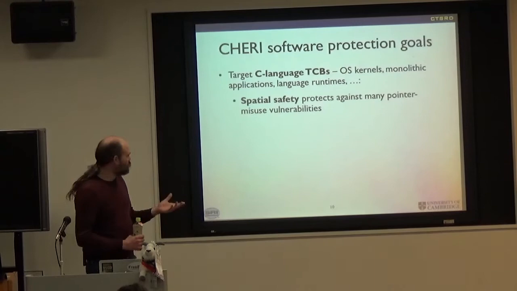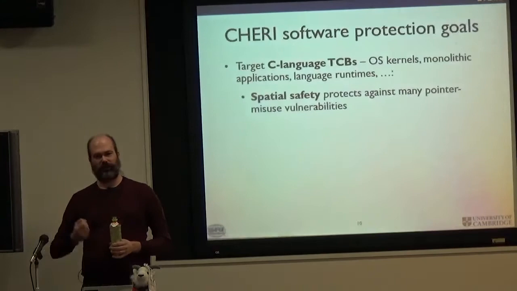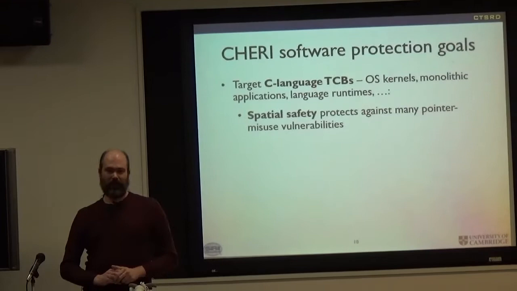We provide spatial memory safety, which is to say that if you've allocated an object, you have a pointer to that object. Having that pointer only lets you access that object. What an object is in C is a little complicated, and I won't cover it here, but nonetheless, fairly strong safety.